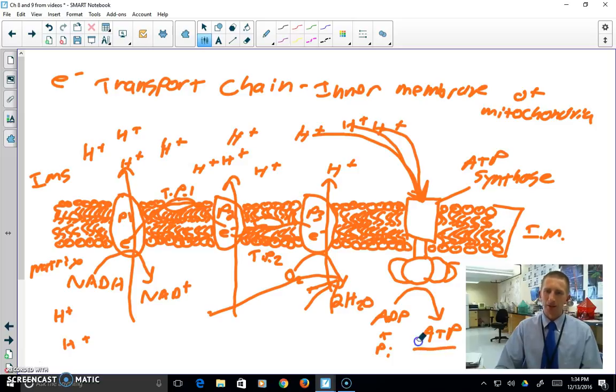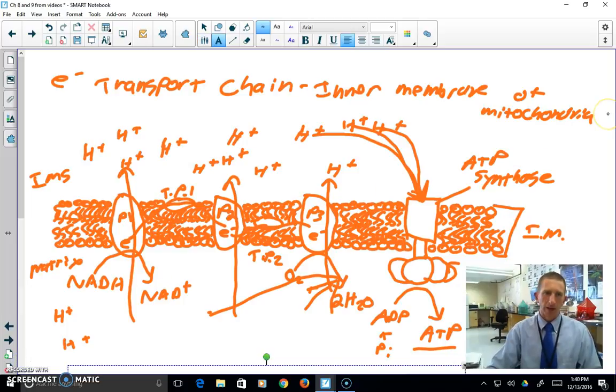And that, ladies and gentlemen, right there, that is the whole entire goal of cellular respiration, is to make ATP. Okay, so now that we've described it in pictures, we're going to go ahead and describe it in words. Right, so let's start with black.